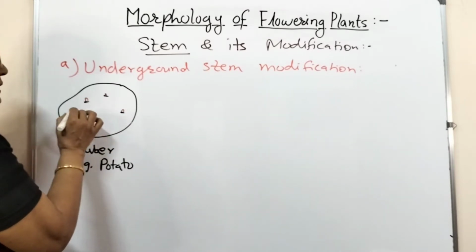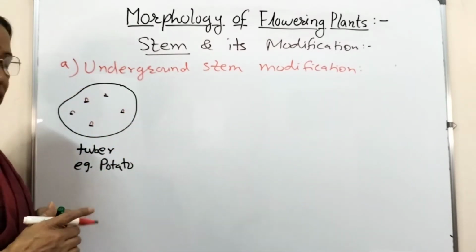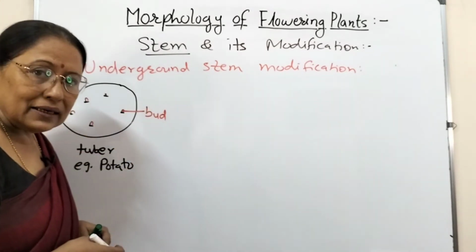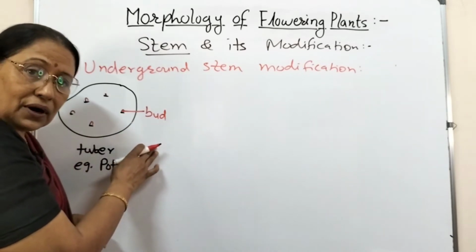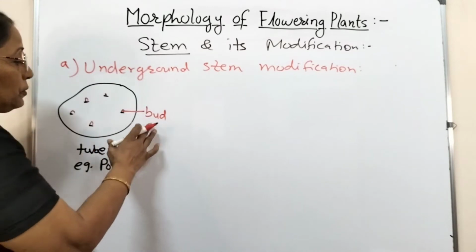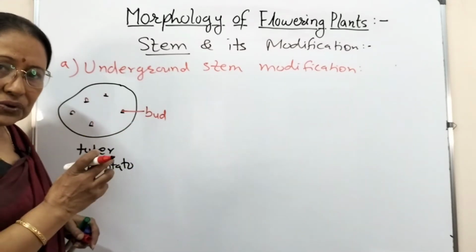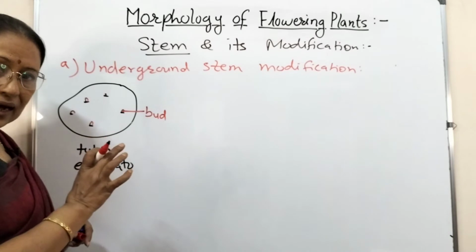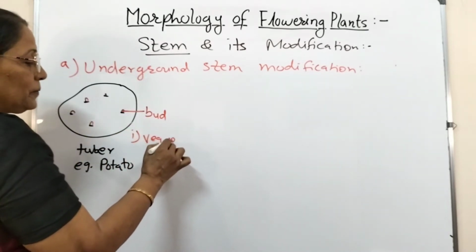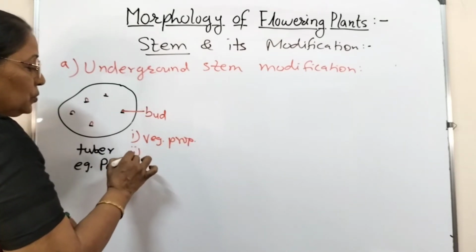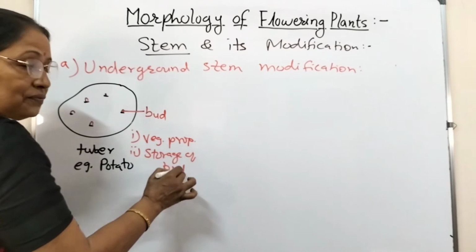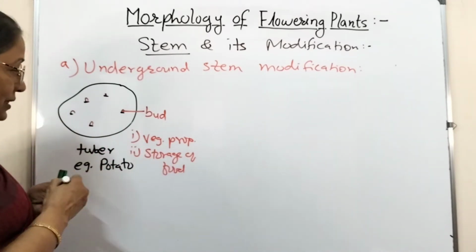And from these buds, each bud can give rise to a new plant. So this is a modification for perennation, that is vegetative propagation. Vegetative propagation as well as food storage. It stores starch. So there are two functions. One is vegetative propagation and second is storage of food, which is of course not the normal function of the stem.